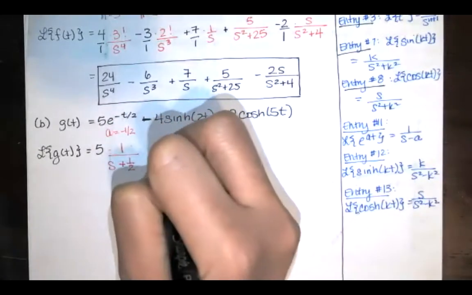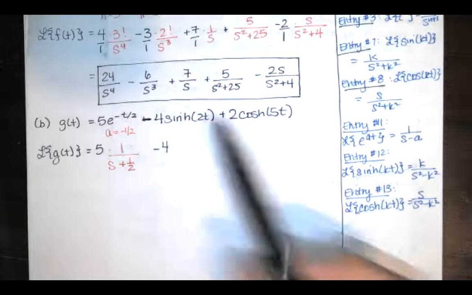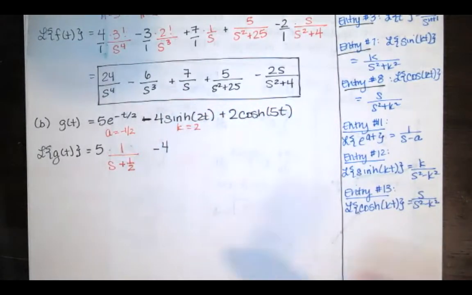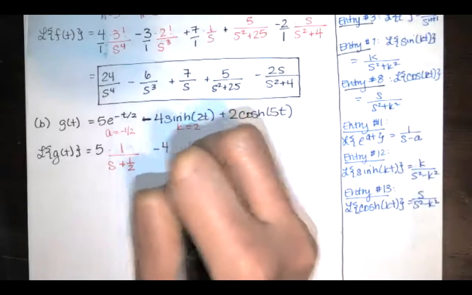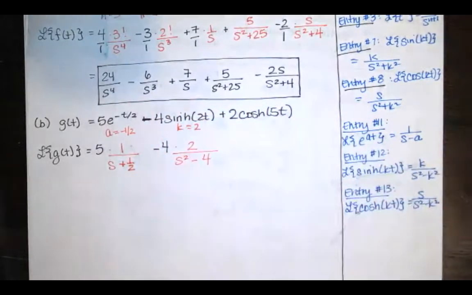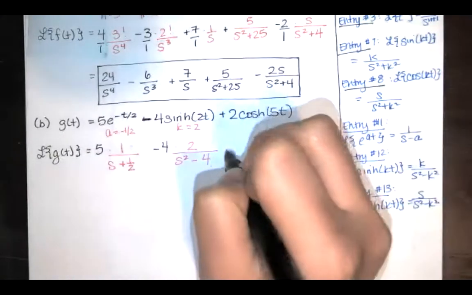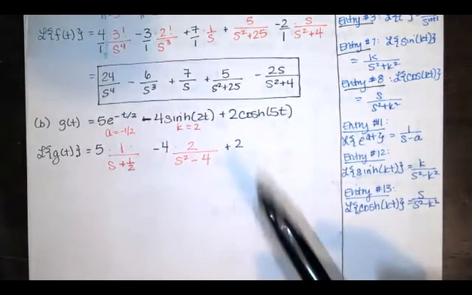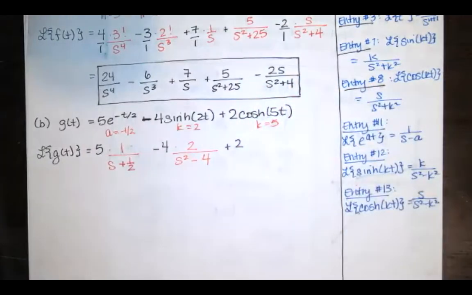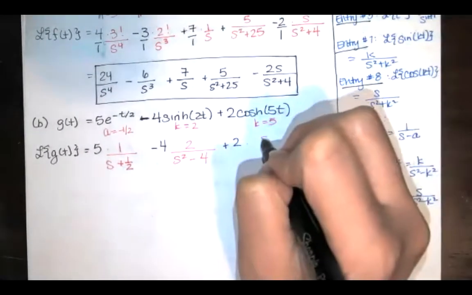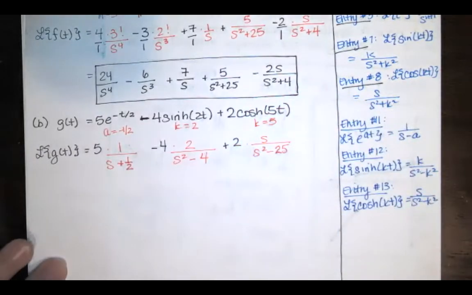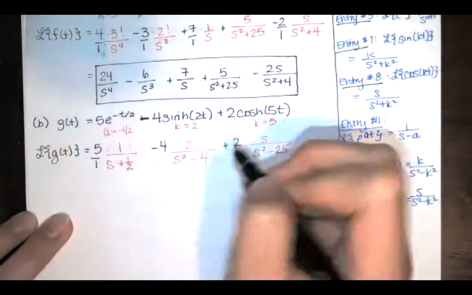And we'll bring the negative 4 down, and this is hyperbolic sine of kt, where k is the number multiplying the t, so k is 2. So we're going to get 2 over s squared minus k squared. If k is 2, k squared is 4. Then we bring the 2 down, and we have hyperbolic cosine of 5t. So k is 5 in this case, and the Laplace transform is s over s squared minus 5 squared, which is 25. So that's our answer, it's just not simplified.